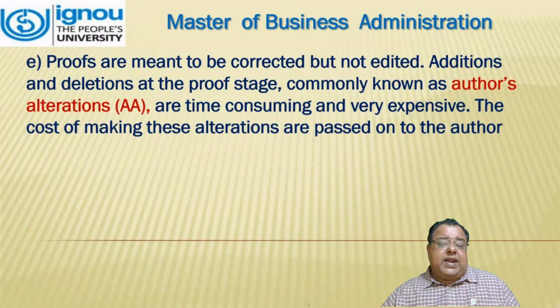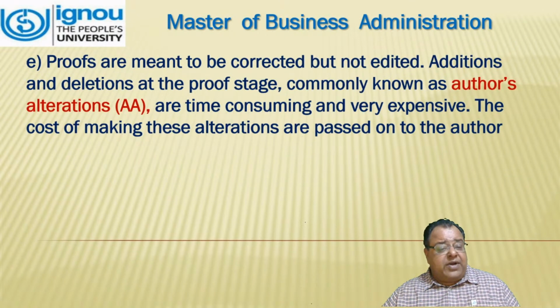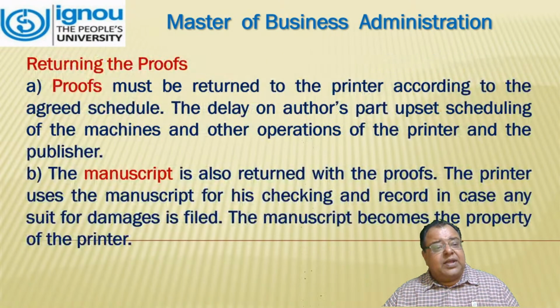Proofs are meant to be corrected but not edited. Additions and deletions at the proof stage, commonly known as author's alteration, are time consuming and very expensive. The cost of making these alterations is passed on to the authors.